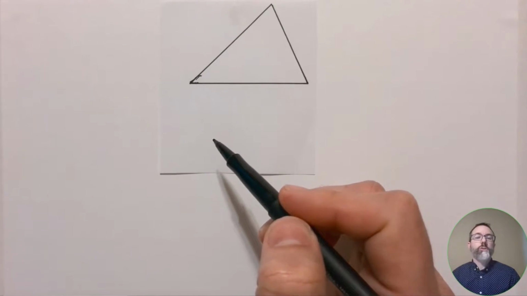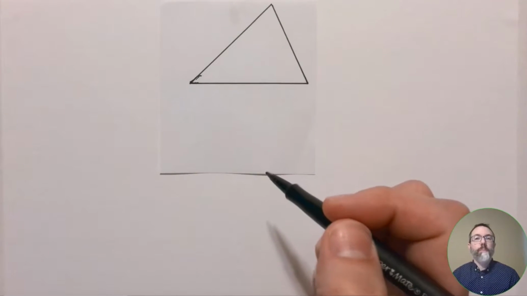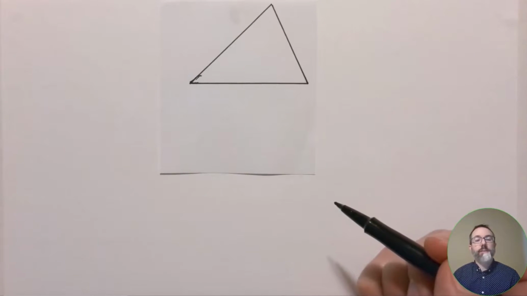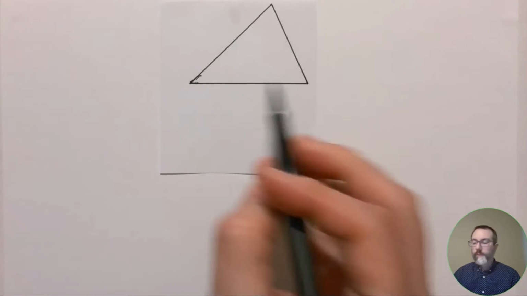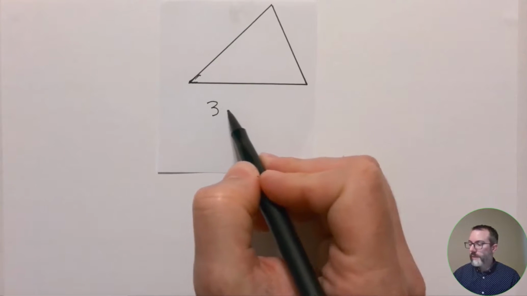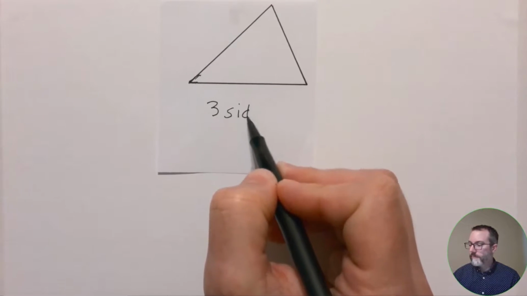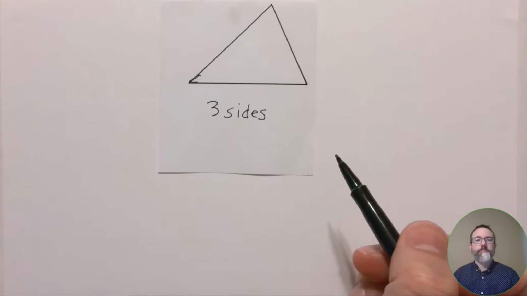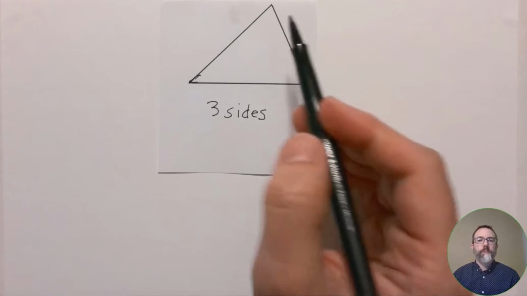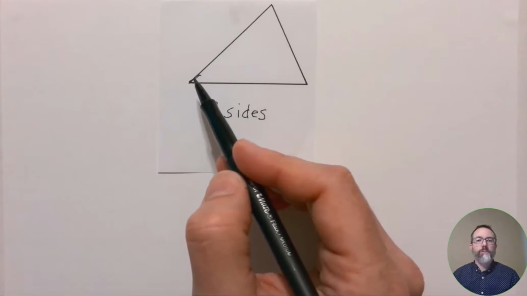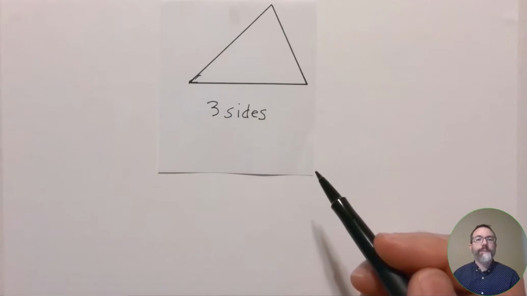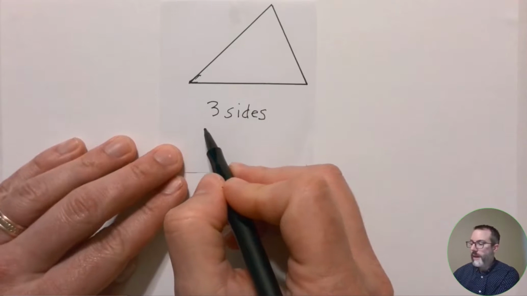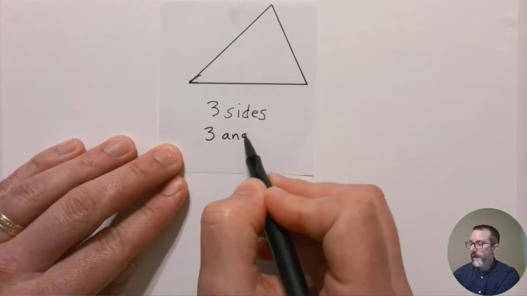So if we were going to describe this shape with the number of sides it has, how many sides does it have? This one has 3 sides. And what about the number of angles? It also has 3 angles, or 3 places where two lines come together. So this has 3 sides, 3 angles.